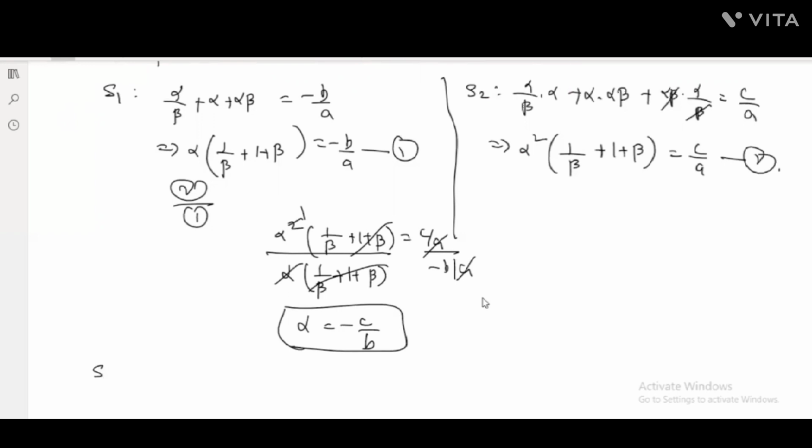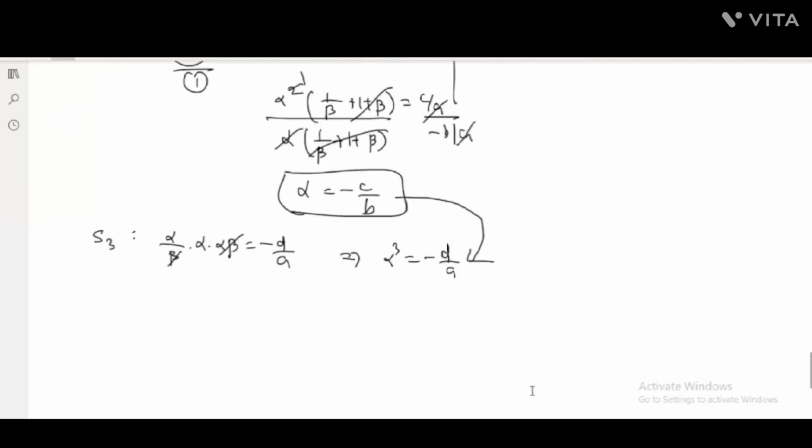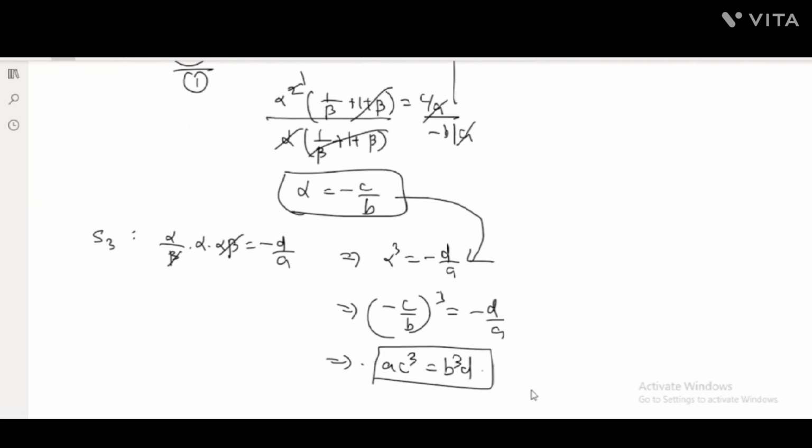So next we will take S3. S3 is the product of roots, that is alpha by beta into alpha plus alpha beta, is equal to minus d by a. If beta cancels, you'll get alpha cube is equal to minus d by a. So from here, we will substitute the alpha value as minus c by b in this result. So we'll get minus c by b whole cube is equal to minus d by a. If you simplify, you'll get a c cube is equal to b cube d. So this is the condition for a cubic equation whose roots are in GP.